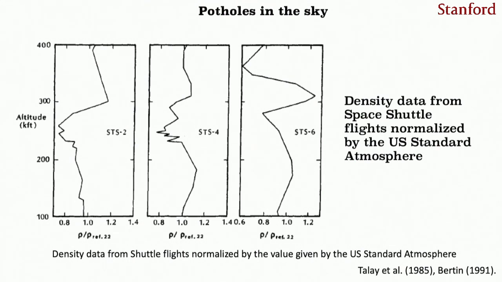So here, for instance, in this screen, you have 3 panels of 3 space shuttle missions, the STS-2, STS-4, and STS-6. In the vertical axis, you have the altitude, and in the horizontal axis, you have a ratio of densities. That ratio of densities is the ratio of a density that was measured by the space shuttle and a reference density that is given by the standard atmosphere.